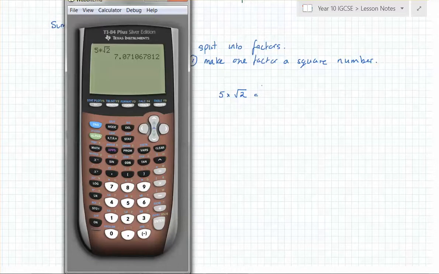No, it's non-terminating. So why does it stop at 2? Because there isn't enough space. Yeah, the calculator doesn't go any further. It only does a certain number of digits. Okay. So square root of 2 we know goes on forever. Therefore, it doesn't matter how many times you multiply the square root of 2 by another whole number, you will still get a non-terminating, non-recurring decimal.